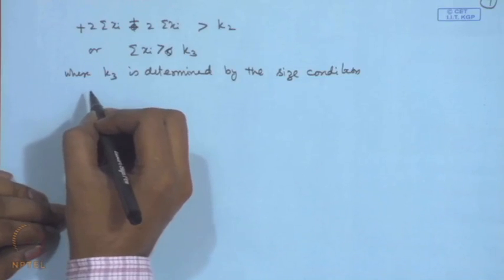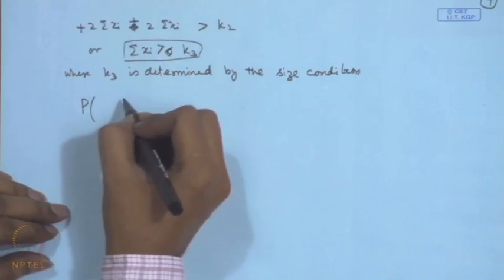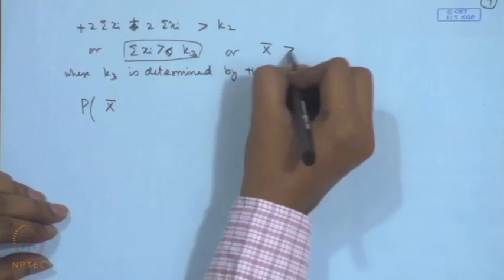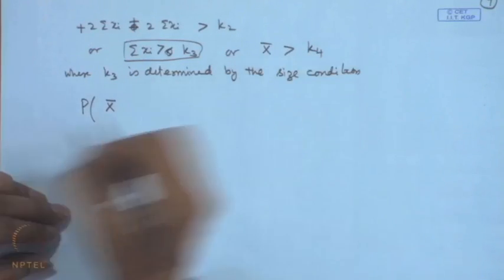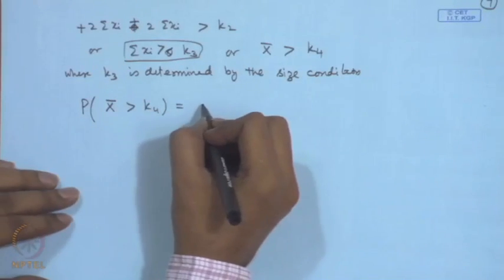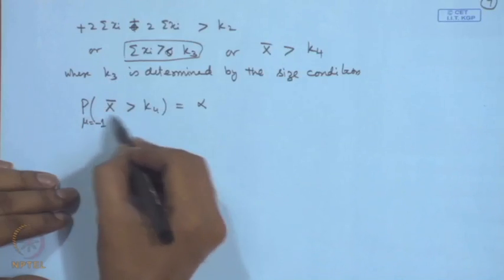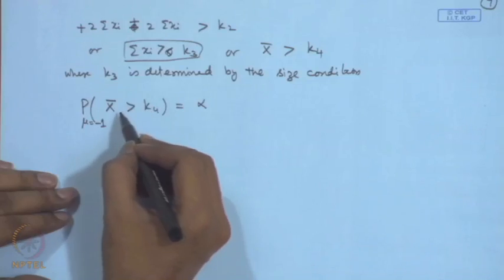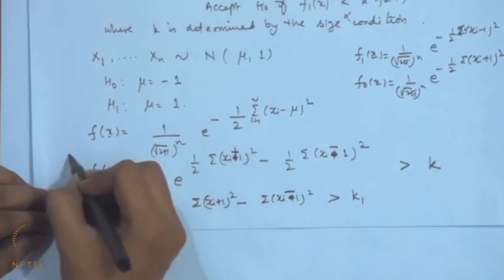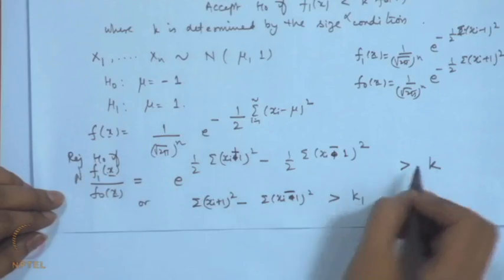So, here we make use of the fact that the probability of x bar greater than k 4, this should be equal to alpha when mu is equal to minus 1, that is the probability of rejecting h naught. This is the rejection region. We are saying reject h naught if this statement is true.